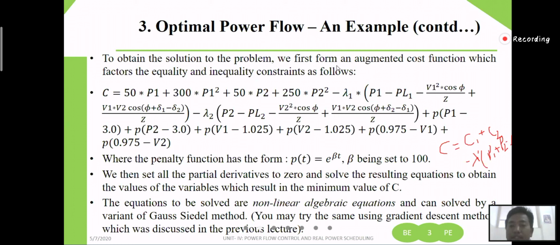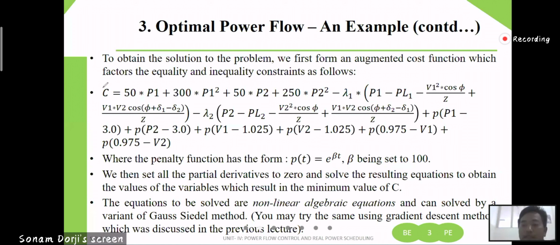This is just a simple case, but here we have to consider a lot of problems, right? So now what we have to do is, this augmented cost function will be given by C equal to C1 plus C2, minus the augmented cost function in optimization.